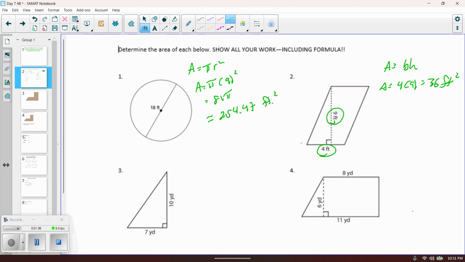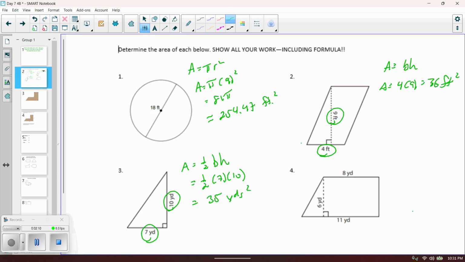Number 3 definitely is a triangle. The area of a triangle is 1/2 the base times the height. So we'll do 1/2 of the base, which looks like it is 7, and the height, which looks like it is 10. So 1/2 of 7 times 10. 7 times 10 is 70, and half of that is 35 yards squared.